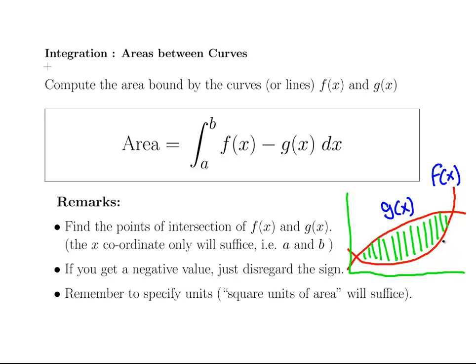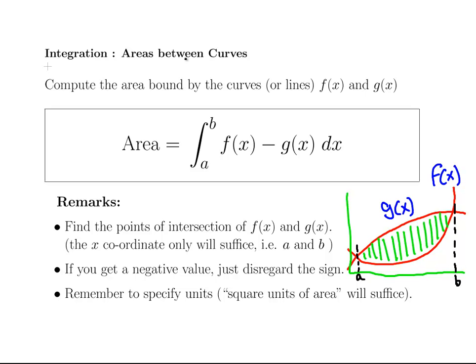So what we have to do is find the points of intersection. It's a definite integral problem, so find the lower bound and the upper bound. Essentially what we're doing is subtracting one evaluation of the definite integral from the other. If you get a negative value, just disregard the sign. There are very arbitrary choices as to what constitutes f of x and g of x.